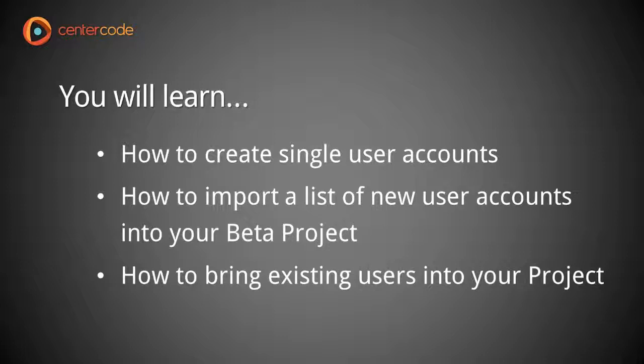So in this video we're going to learn how to create single user accounts. Then we're also going to talk about how to import a list of new users into your beta project. And finally we're going to talk about how to bring existing community users into your project as well. We covered a little bit of recruitments and how typical testers and typical applicants are going to get into your community. We covered that in a pre-recruitments resources video earlier, but in this video we're actually going to cover pretty much every other way a user can get into your project.